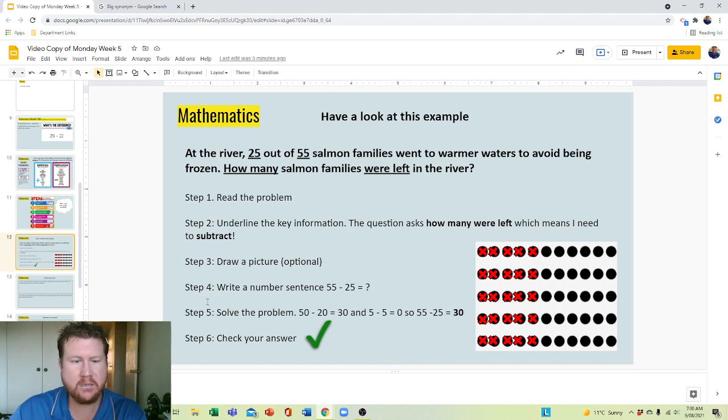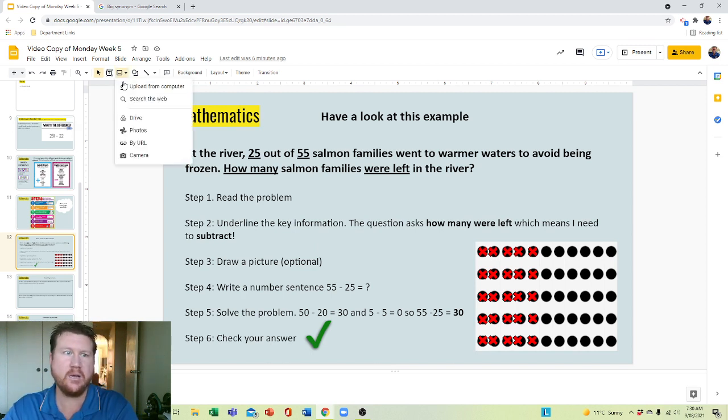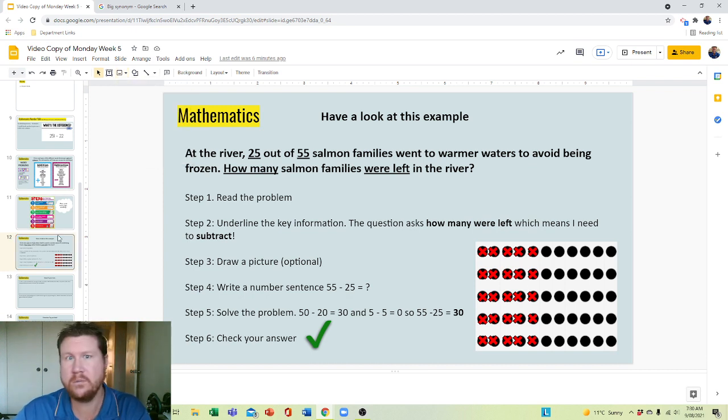They've drawn the picture. Write the number sentence out. Solve the problem. Check. This is the process you would do. And this is just on the slide. If you want to put it on paper, which I recommend, I'll save it to your computer and attach it using the upload from computer, just to show your teacher, or send it through Dojo.